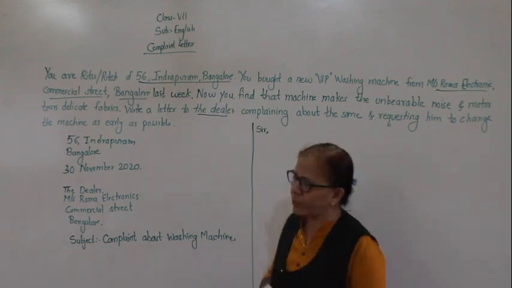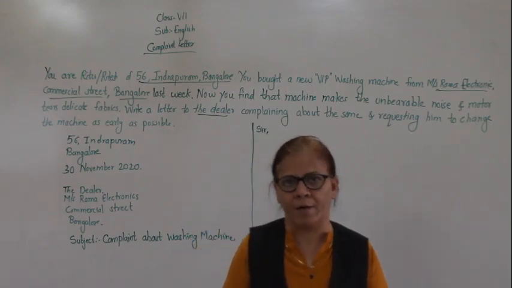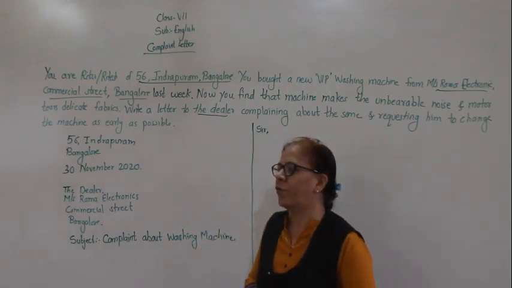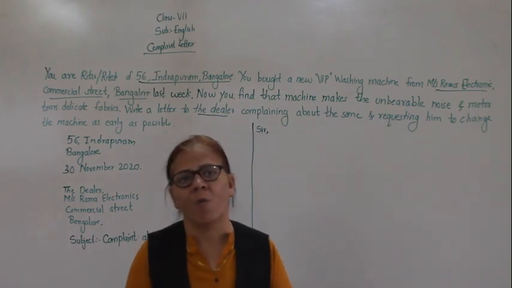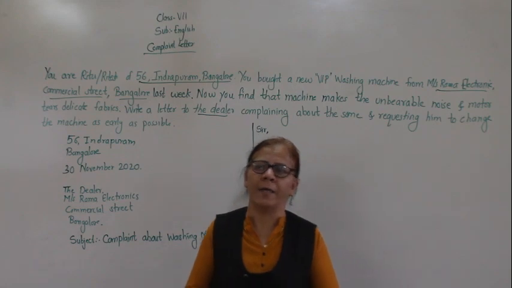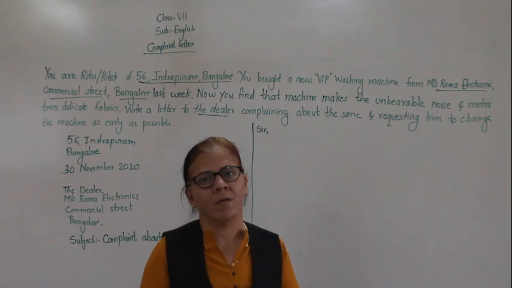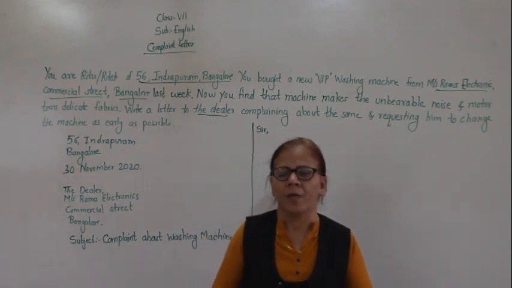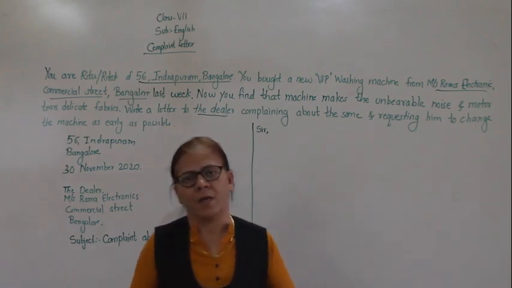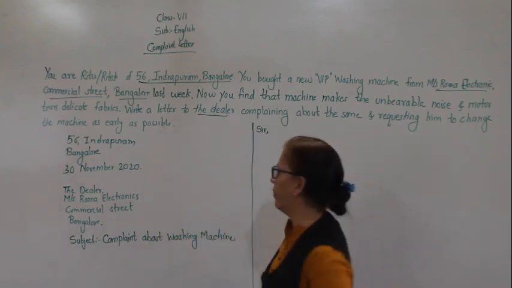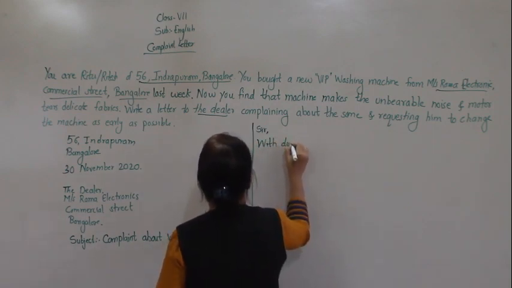Okay, so after the salutation, you have to start your introductory paragraph. In the introductory paragraph, you have to tell when you bought that machine, and you have to give the reference of your bill number or cash memo number. And then how to start with another paragraph. So let's start with due respect.